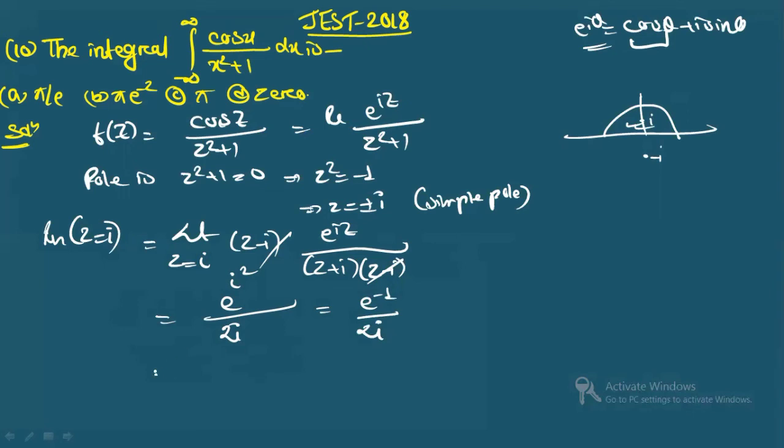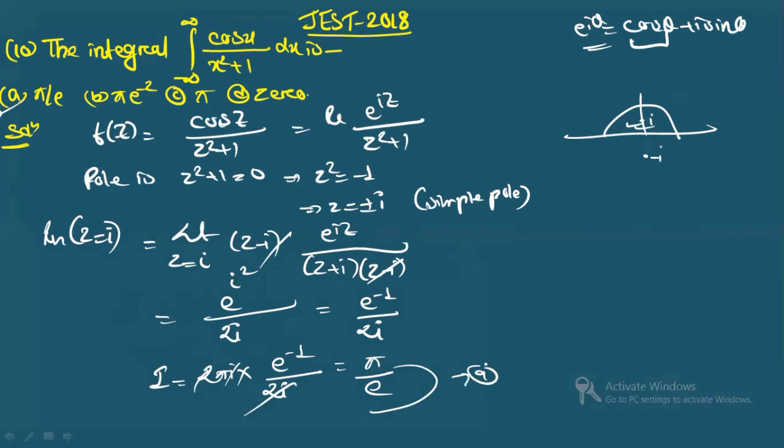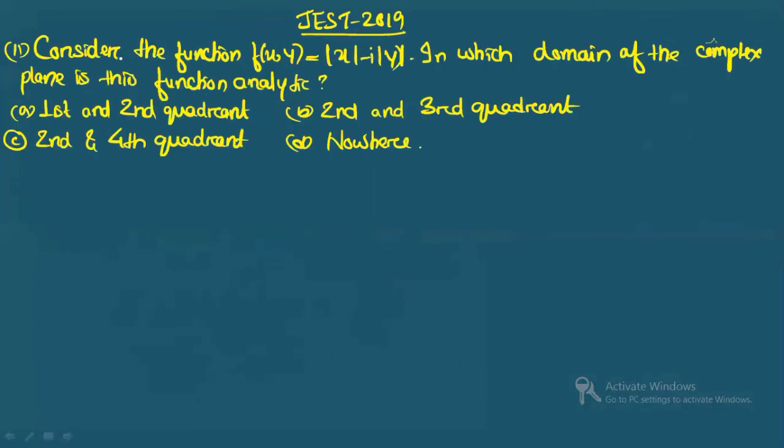So finally the integral I equals, since it is lying on the imaginary axis, 2 pi i into the residue, e to the power minus 1 by 2i. So this 2i gets cancelled. You will get pi by e to the power minus 1, which is e. So this is pi by e. So the correct option is option A. All right. So I don't think the problems are very tough. Now let's see question number 11.